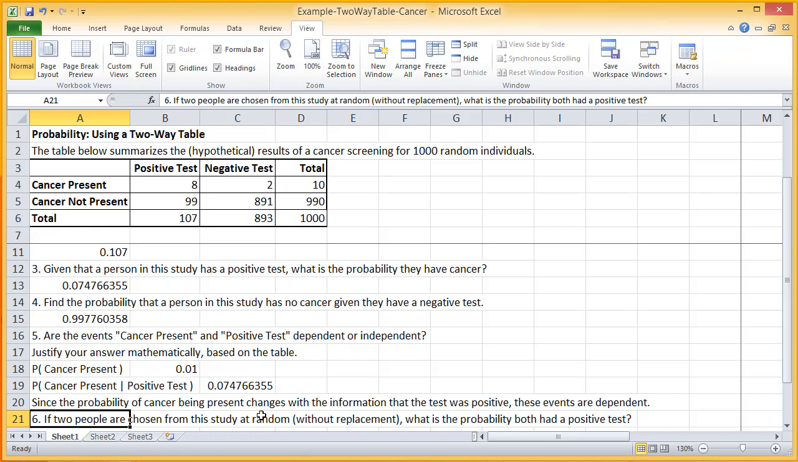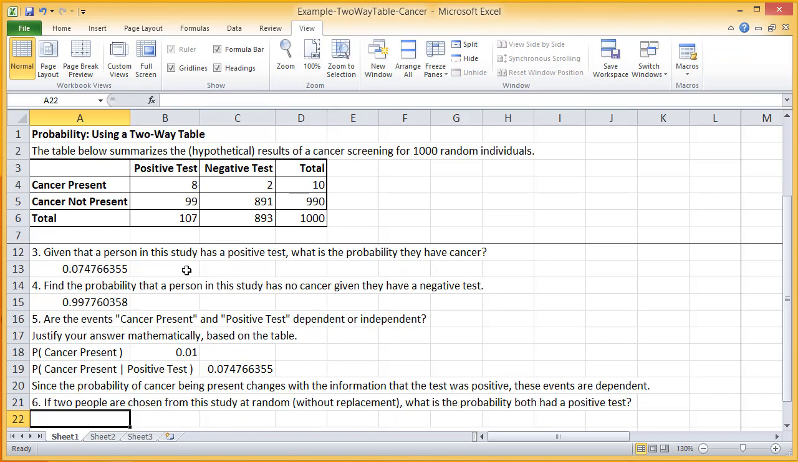Anytime you're asked to find out whether or not two events are independent, you need to calculate two probabilities. One of them is the probability of an event on its own, like we found the probability of cancer, and the other one being the conditional probability of that same event, probability of cancer given the second event, given positive test. So the next question, I think we have 2 more.